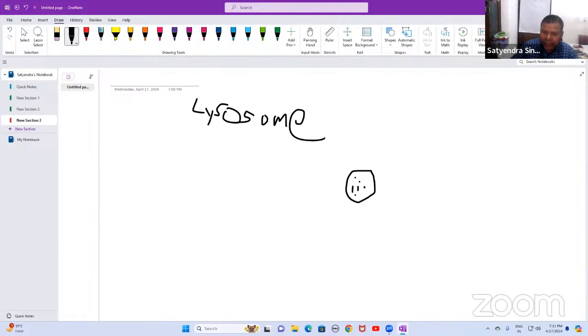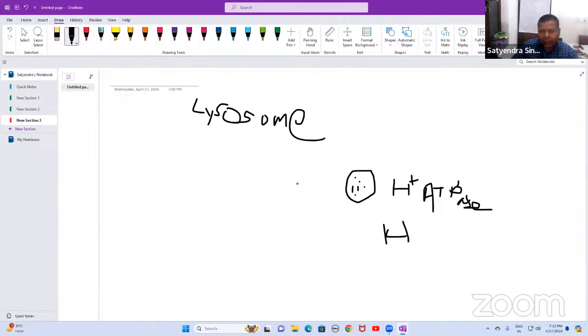This acidic pH is due to the presence of a proton ATPase. The proton ATPase is an important membrane protein that acts as a proton pump. Through this ATPase enzyme, the lysosome accumulates protons.